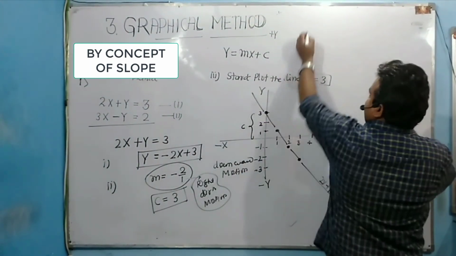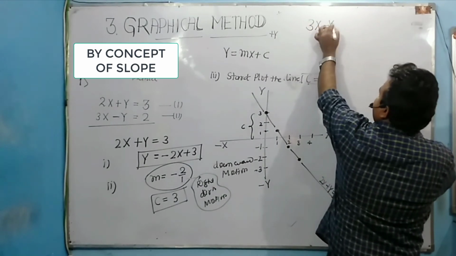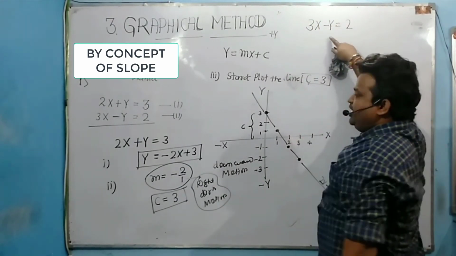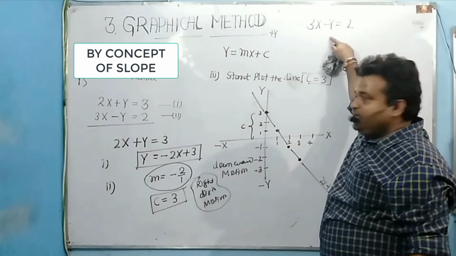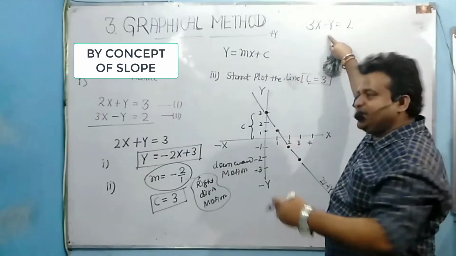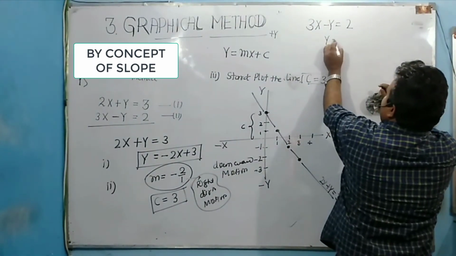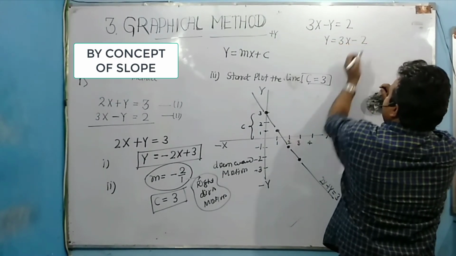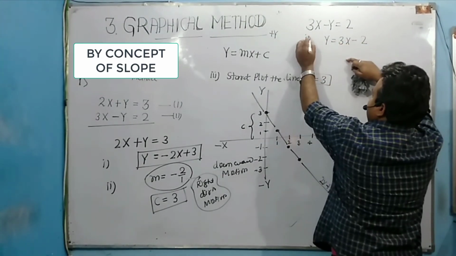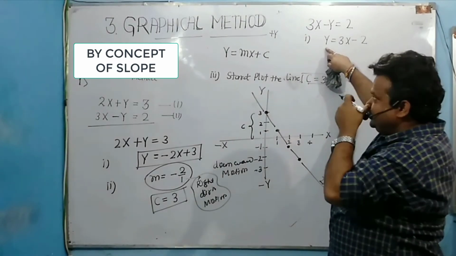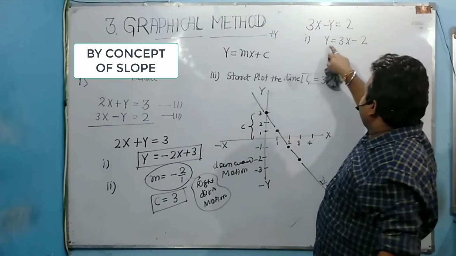Now this equation is what? 3x minus y equal to 2. Now again my first step is what? Convert this equation into a straight line equation. So I can write this as y equal to 3x minus 2. Now this is my first step. Now this equation is equal to the straight line equation mx plus c.